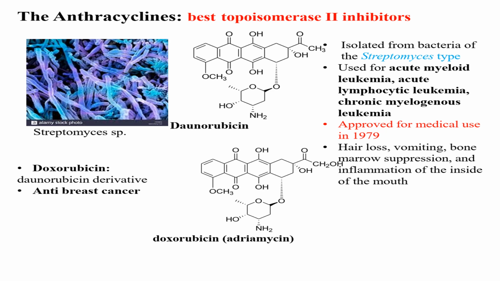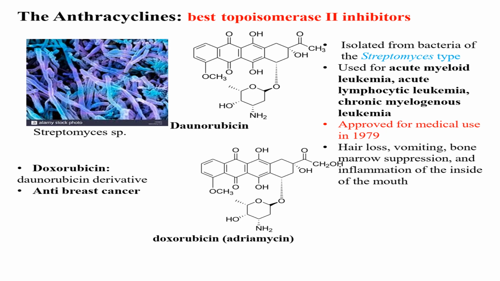The other one is anthracycline-based topoisomerase II inhibitors, and daunorubicin and doxorubicin are drugs obtained from Streptomyces species, and they are anti-cancer, especially anti-breast cancer. Isolated from bacteria of Streptomyces species, they are used for acute myeloid leukemia, acute lymphocytic leukemia, chronic myelogenous leukemia, and so on. They were approved for medicinal use in 1979. Hair loss, vomiting, bone marrow suppression, and inflammation inside the mouth are some of the side effects.